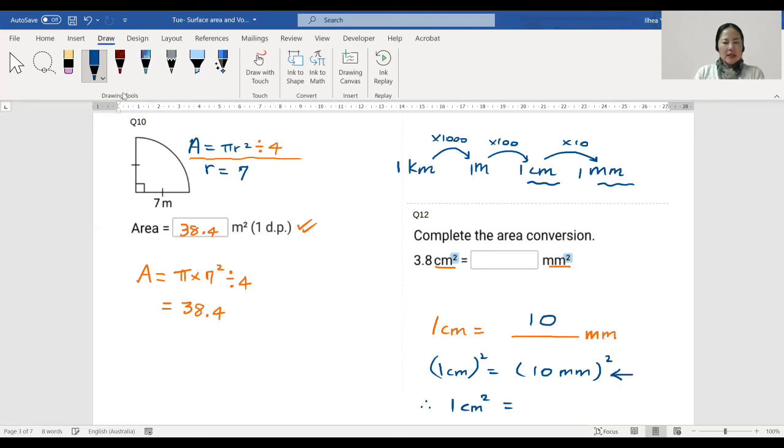10. 10 squared is not 10. What is 10 squared? Yep, 100 square millimeters. Oh, I haven't answered the question yet. I have to times by 100. 3.8 times 100. So the answer is 380 square millimeters.